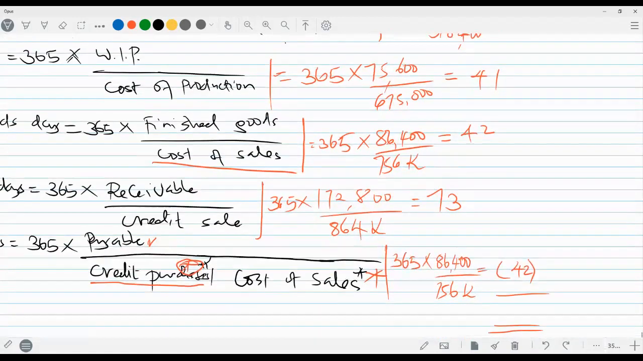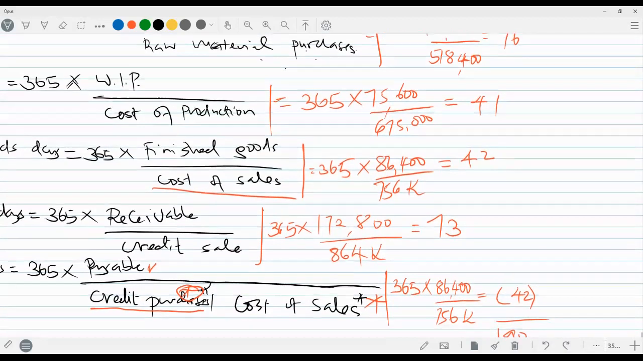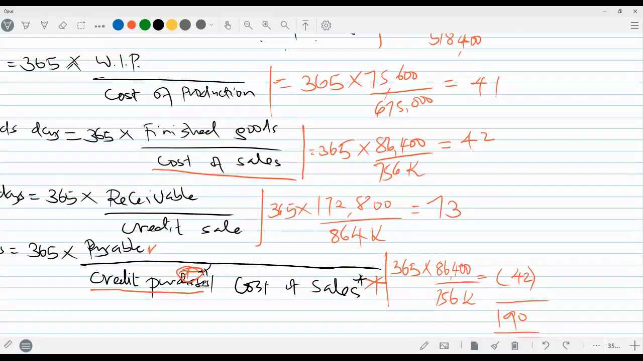You get 190 days for the cash conversion cycle for this company. 190 days. That's it. Of course, in most cases the examiner is going to ask you to prepare or show the operating cycle or the cash conversion cycle, so be prepared that you may be asked to apply one of these formulas here.